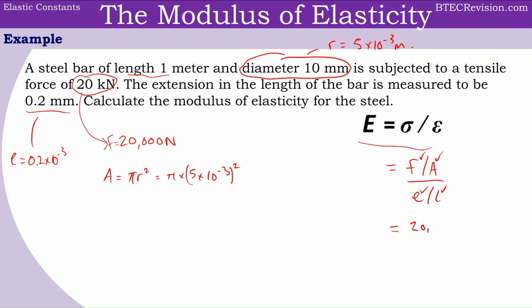The force is 20,000 divided by A, which is pi times 5 times 10 to the -3 squared, and that's all over extension, which is 0.2 times 10 to the -3 times the length, which is 1. Plugging this value into the calculator, I get 1.273 times 10 to the power of 12. The units are going to be pascals.